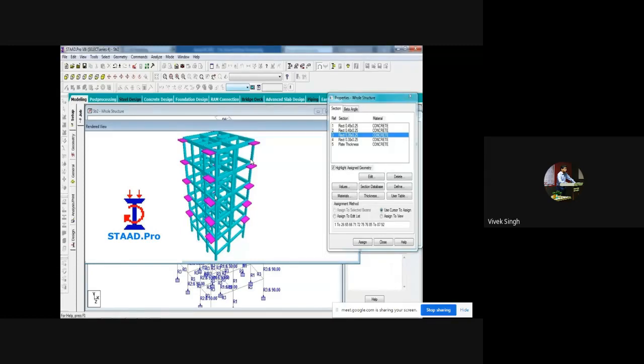In India, many people use STAAD Pro. If you go out, you will find that people use CSI America products like ETABS, SAP 2000 and all. Now people are switching to ETABS and SAP 2000, but there are many industries which are still using STAAD Pro.